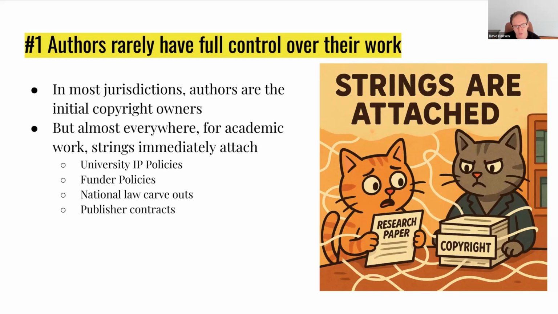So in most jurisdictions, and I'll walk you through this, authors are the initial copyright holders. So we got that. That's a fact. But for the most part, especially for academic works, we immediately have strings attached to those works. And you can see those strings in a number of different places: university IP policies, university open access policies, funder policies. In some nations, there are actually carve-outs and things like that. And then, of course, the string that we are probably most familiar with is the string that attaches to publishers' contracts, where the publishers say, yes, I will publish your paper, but I have some conditions on that. And often that includes a substantial string attached to the underlying copyright of the article.